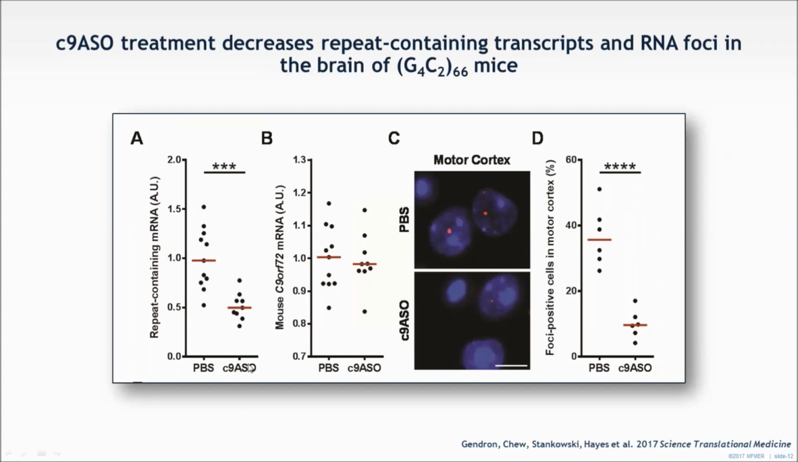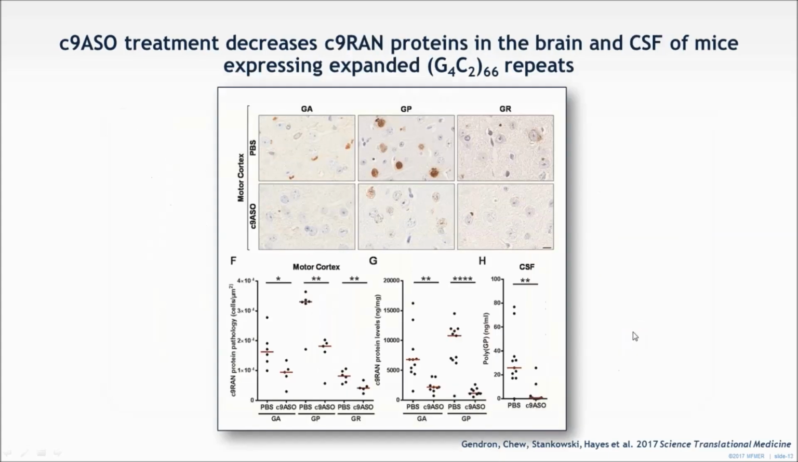So what we found was that the C9 ASO therapy decreased the amount of repeat-containing RNA significantly in mice compared to mice receiving only vehicle. And again, the ASO had no effect on endogenous mouse C9ORF72, which is good. And as you'd anticipate with the decrease in repeat RNA, we saw that fewer cells had foci in the ASO treatment group. And this was seen throughout the whole CNS, but we looked at it more quantitatively in the motor cortex, as shown here in panel D.